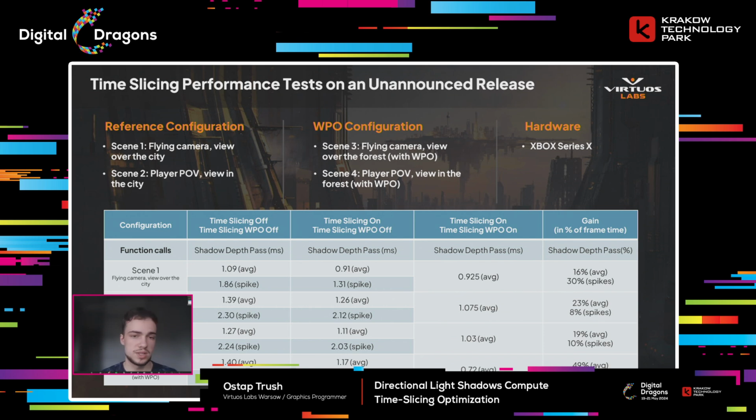And for the scenes with world position offset time slicing, we have 19% gain on average and 10% gain on spikes. And for scene 4, which is the player POV in the forest, we have a 49% gain on average and 13% gain on spikes. And also, I did not mention the hardware that we tested it on was Xbox Series X. Next slide, please.